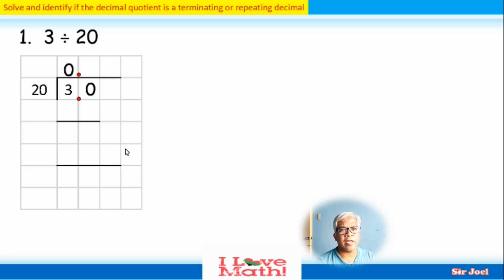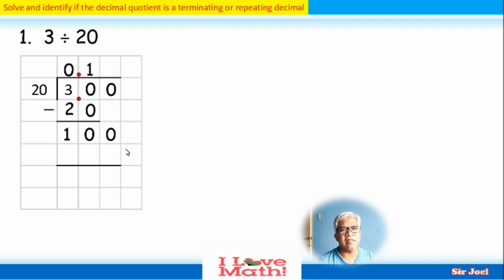How many groups of 20 in 30? Meron tayong isa. 1 times 20, it is 20. Then subtract 30 and 20. So 0 minus 0, the answer is 0. 3 minus 2, the answer is 1. Meaning 30 minus 20 is 10. Then 10 divided by 20, obvious, wala, diba? But again, we can add 0. Okay? Then bring it down.